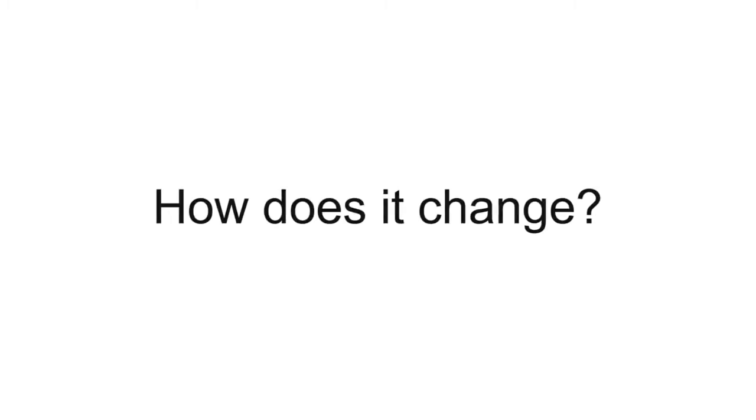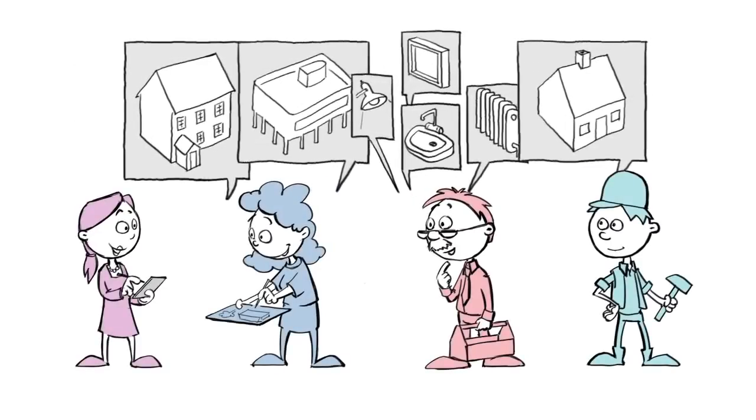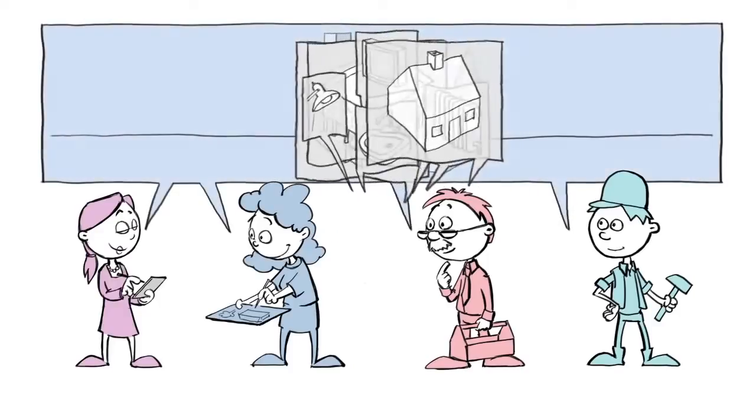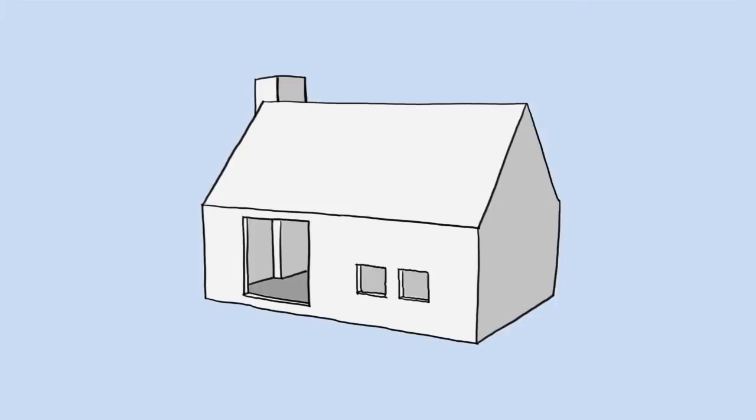How does it change? By sharing all information between all actors in one open format, everyone can work efficiently without errors. A building information model, or BIM, is a digital representation of the real building.